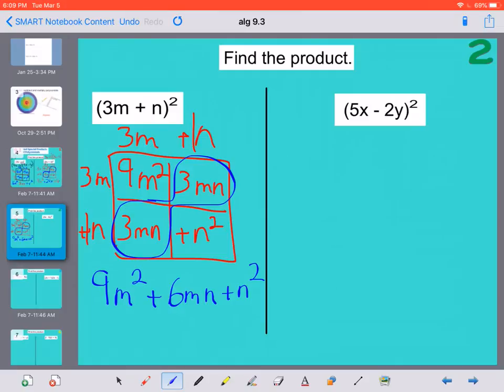Alright, I want you guys to try this next one on your own. Remember to draw your box out if that helps you write it out so you can see exactly what you're doing.